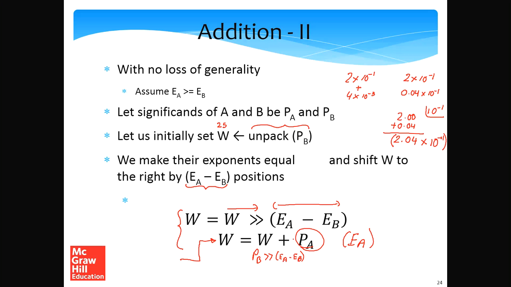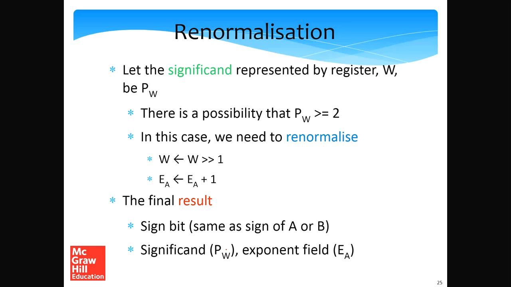Now register W contains the result of the addition. Let the significand represented by register W be PW. This will be of the form something point something, where the position of the point is implicit or can be inferred. There is a certain possibility that PW can be greater than or equal to 2. For example, if you're adding 1.5 and 1.5, which is actually 1.1 and 1.1 in binary, then what's the result? 1 plus 1 is 0, 1 plus 1 plus 1 is 1, giving 11.0, where we consider all these points to be aligned. So the result is essentially 3, and this is greater than or equal to 2. So this is not a valid significand for us.